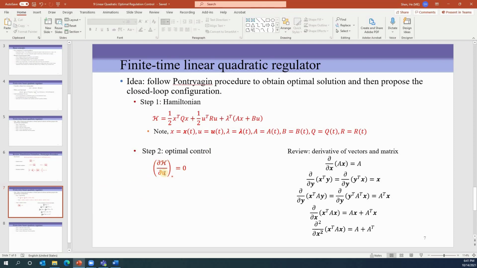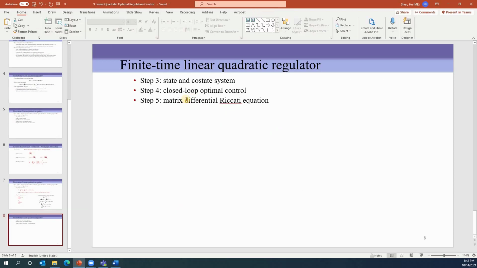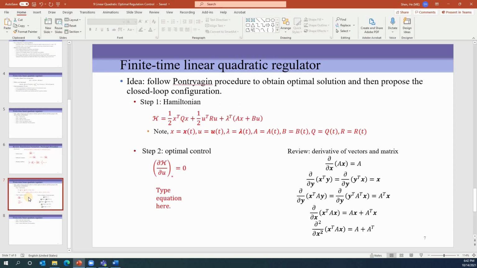For the optimal control, we're going to take partial H, partial u equal to 0. Now, I expect you to be able to do this. Let's do it together. So partial H, partial u: the first term is not about u. This term is about u. What do we have here? It's a symmetric matrix, and what do we have? It will be 2R times u, right? And that 2 will be cancelled with that half. And remember, u is a vector.